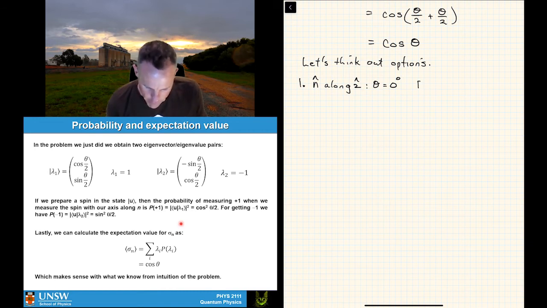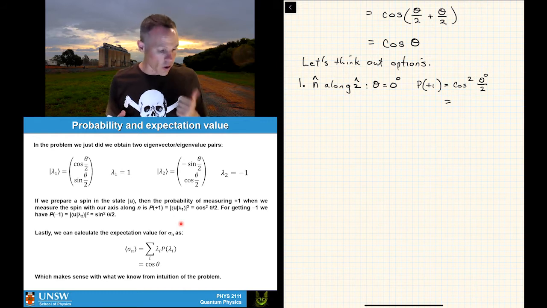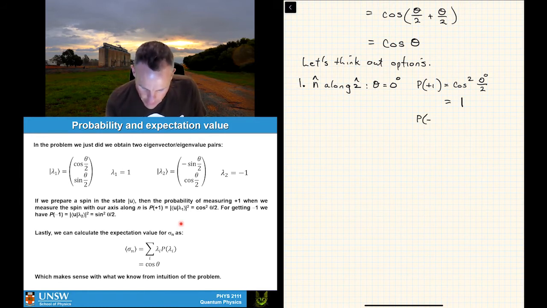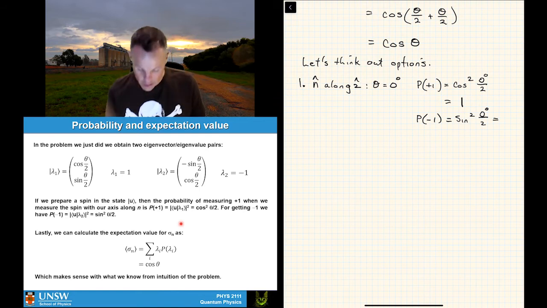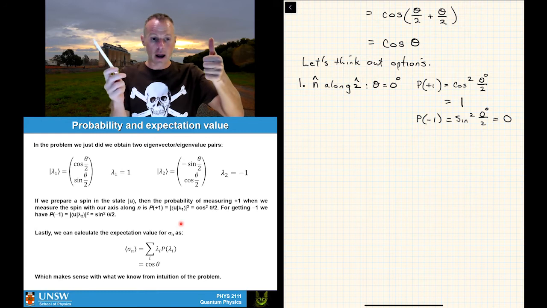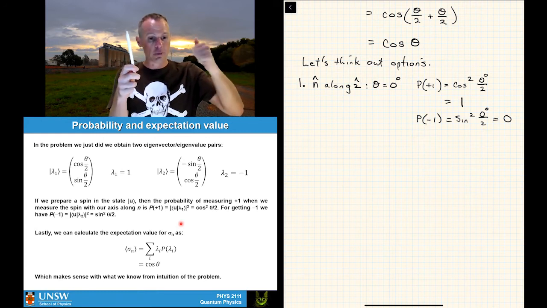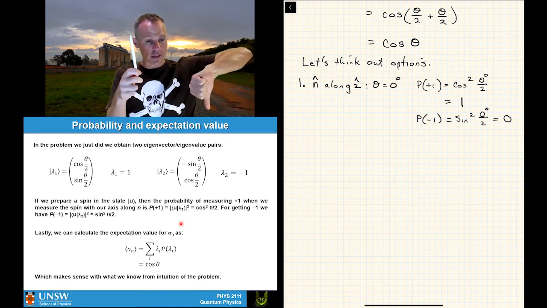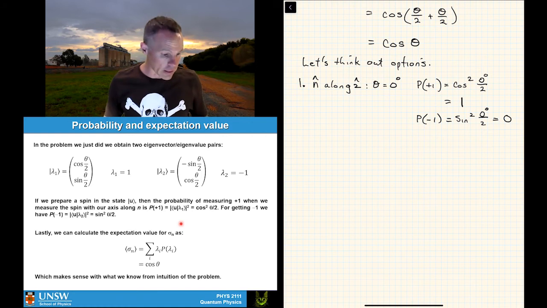So our p of plus 1 here would be equal to cos squared of 0 on 2. And that's going to be cos of 0, and cos of 0 is just 1, and 1 squared is 1, so that's just going to be 1. And then our probability of getting a minus 1 is going to be sine squared of 0 degrees on 2, which of course sine of 0 is 0, 0 squared is 0, okay? So all this is telling us is that if we put a spin up in, and we set our measurement axis along z, we would expect to measure plus 1. We would absolutely not expect to measure down because we set it to up. And so those two probabilities come out consistent with that.